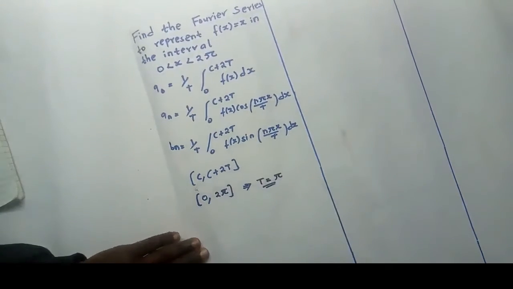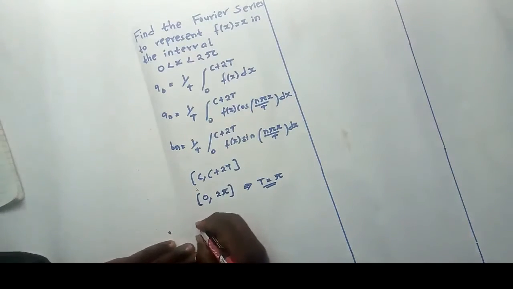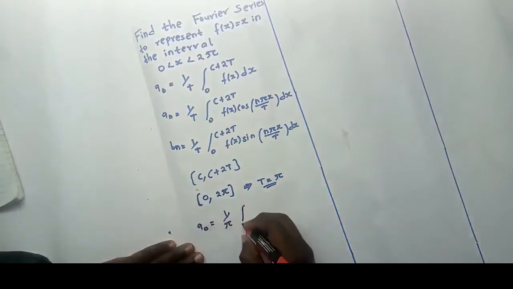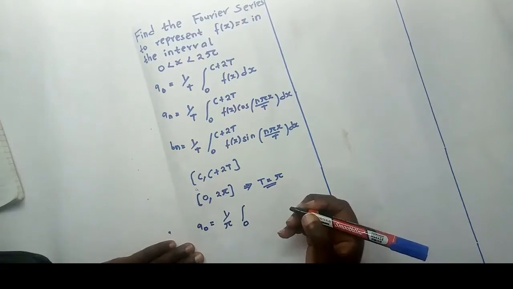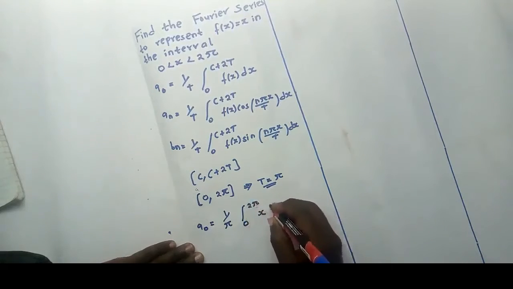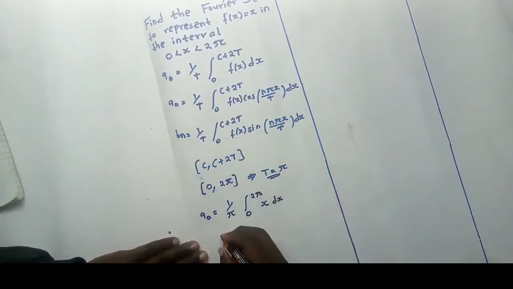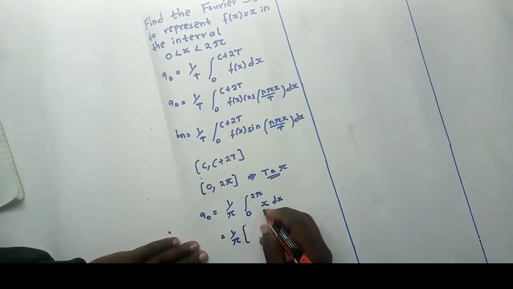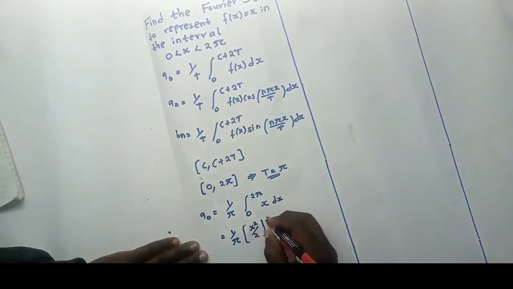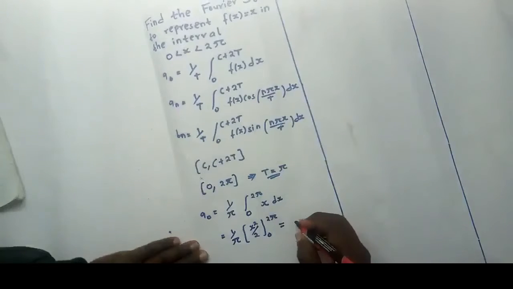Okay, so the first thing you have to do is to find the first coefficient, which is a naught, which is 1 over t, t is pi, integral from 0 to c plus 2t, which is 2 pi, of f of x, which is x, dx. Okay, this is just 1 over pi, integral of x is x squared over 2, from 0 to 2 pi. And when you evaluate this, you will get 2 pi.